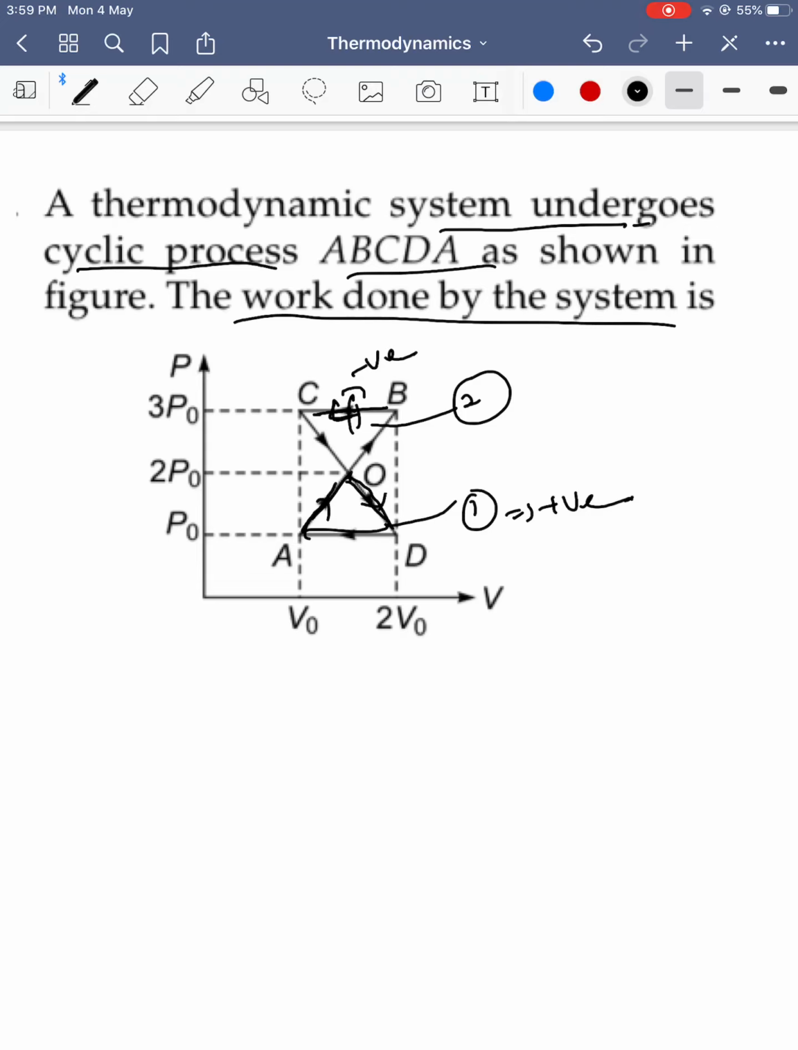So first, find the area under each triangle. Area under each triangle is half into breadth into height. Half into breadth is nothing but V0 into h, and width is nothing but V0. So P0 into V0 is the work done by the system.